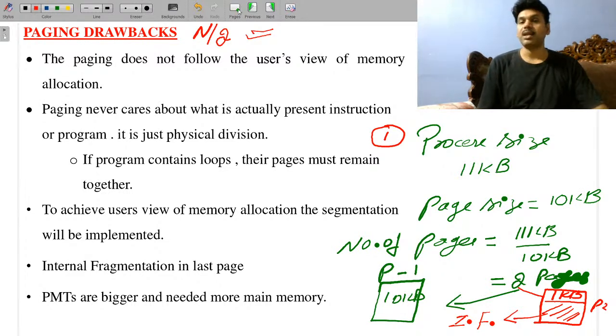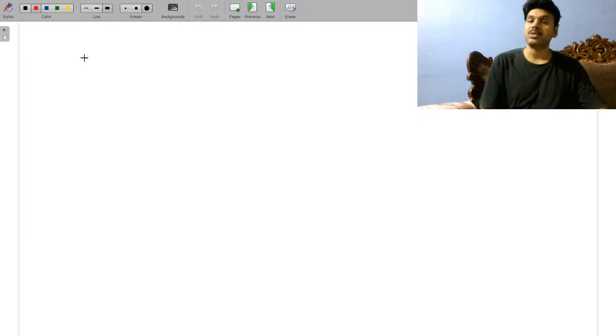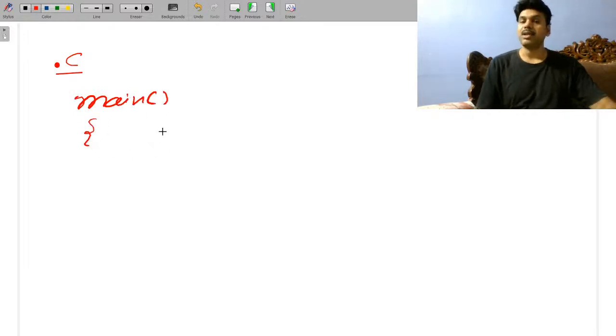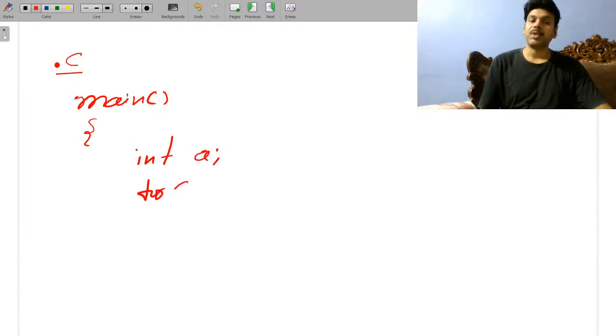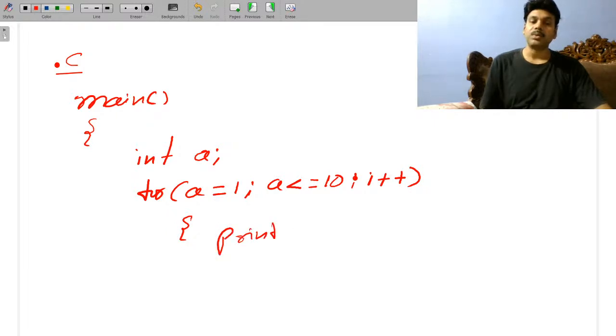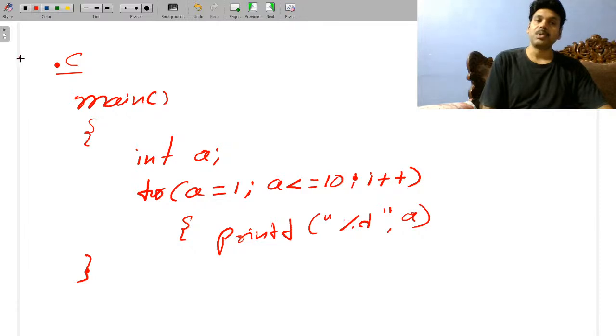If you understand that I am writing a small piece of code, observe carefully. I am writing a .c file where you have a main program and some lines: int a, and I am writing a loop here, a equal to 1 and a less than or equal to 10, a plus plus. Then we want to printf the value of a with %ld, and close the braces. This is my program 1.c.